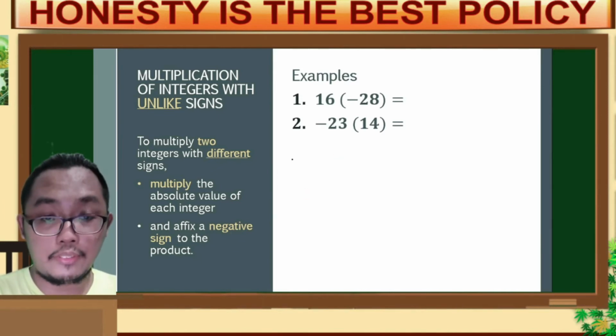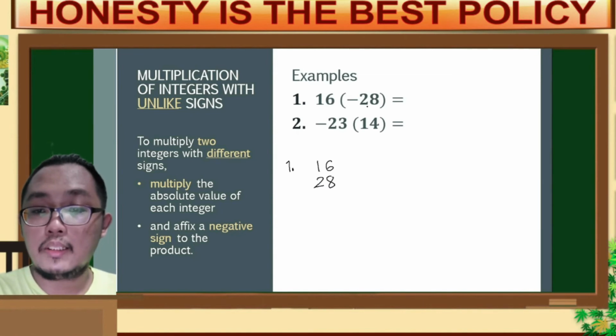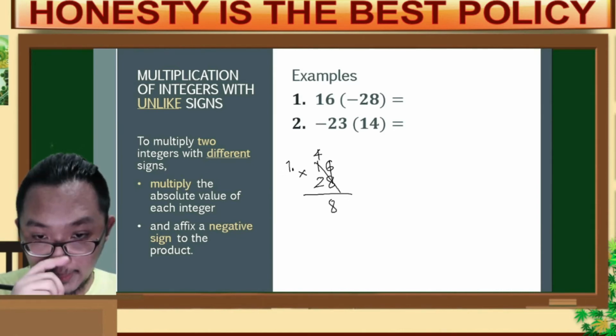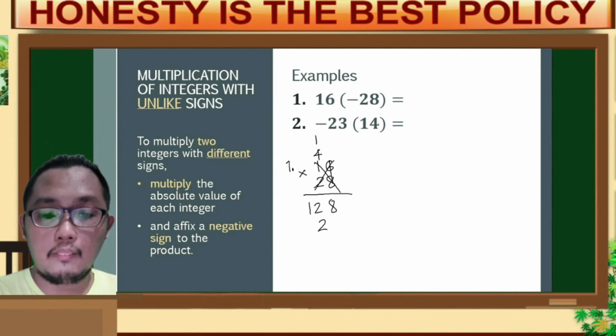And let us have the first one. So here we have 16 times 28. Okay, so I'm only writing the absolute value of negative 28. So multiplying this together, so here we have 48. So here we have 8 plus 4, 12. We have a 12. And here we have a 2. Okay, plus 1.